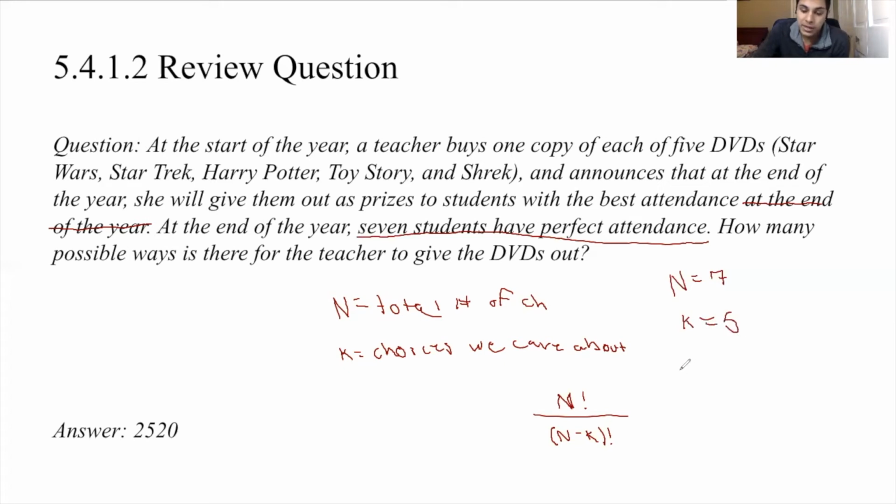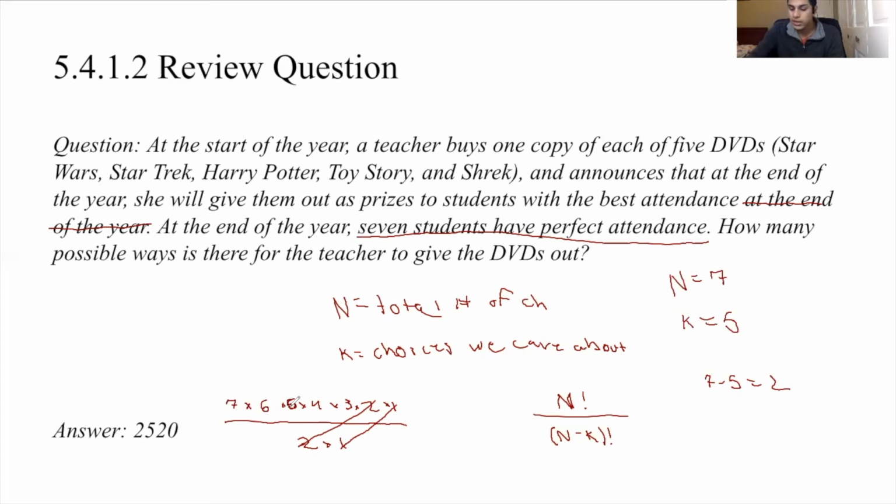So now if we put this in our formula, we get 7 factorial, which is 7 times 6 times 5 times 4 times 3 times 2 times 1 divided by n minus k factorial. And 7 minus 5, or n minus k, is 2. So if we divide this by 2 factorial, we do divided by 2 times 1. Now this 2 and this 1 cancel. So for our final answer, we do 7 times 6 times 5 times 4 times 3.